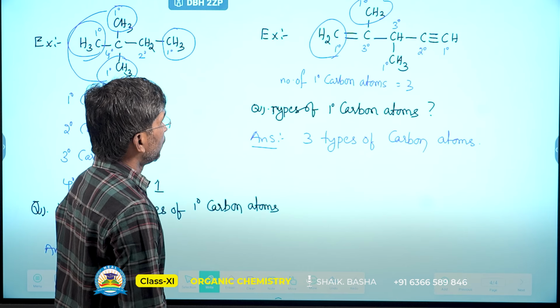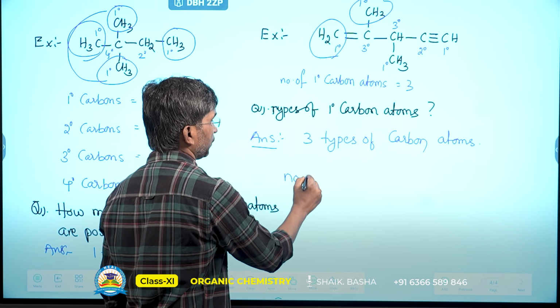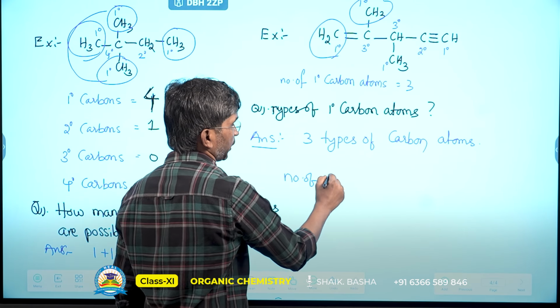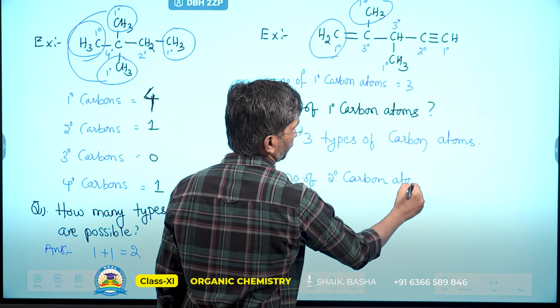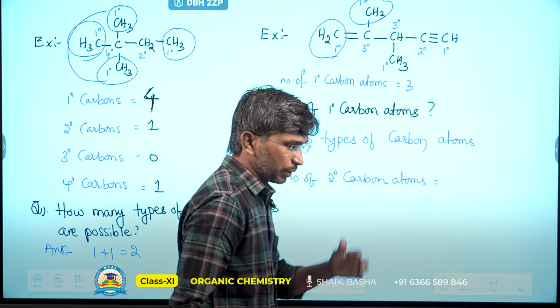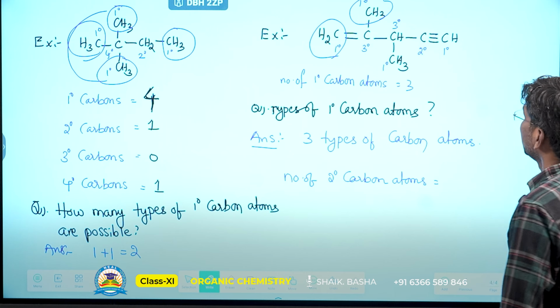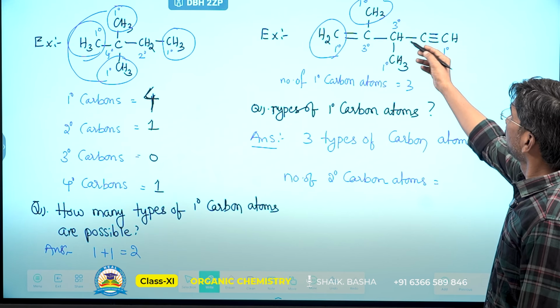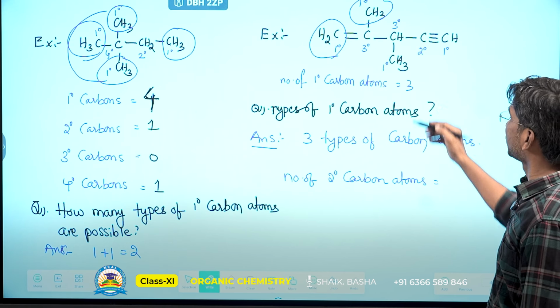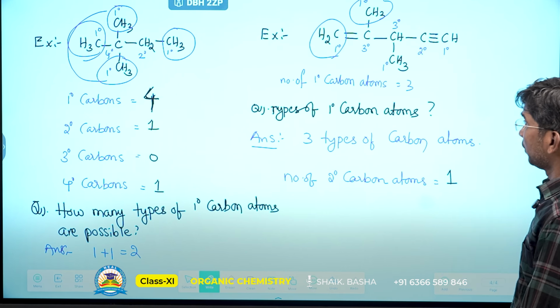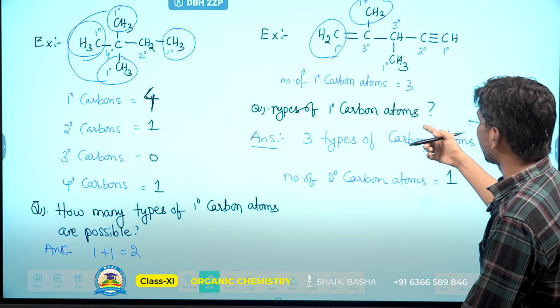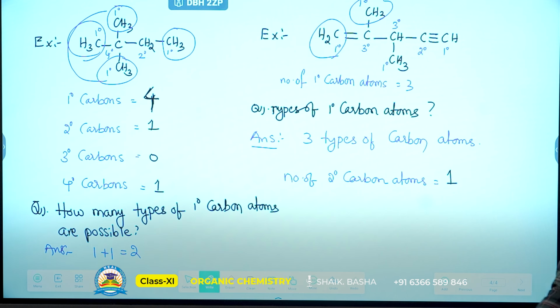Next, the number of secondary carbon atoms. How many secondary carbon atoms are possible in the given example? It is attached to only two carbon atoms. This is secondary. Only one is there. That is 1. Whenever only one is possible, we can't ask this question. Types of secondary carbon atoms question is not valid.